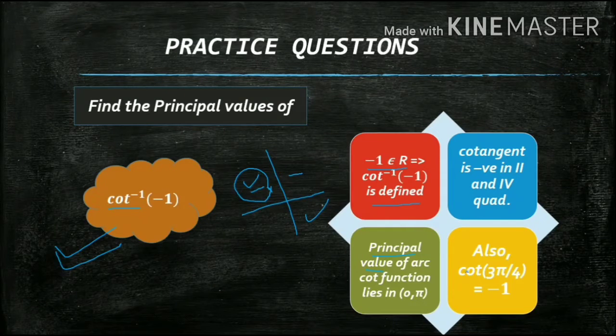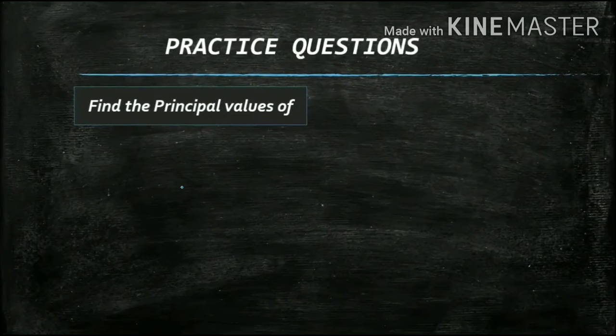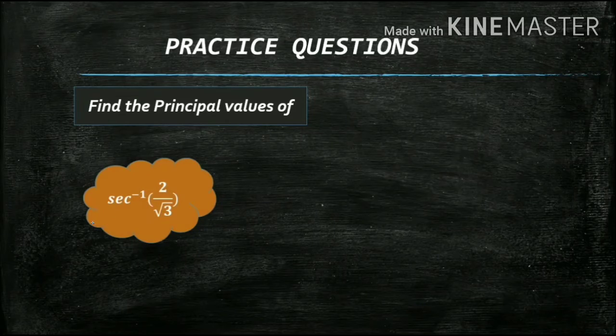Given that cot at 3 pi by 4 is minus 1, because cot at pi by 4 would be 1 in the first quadrant, 2 pi by 4 would be nothing but pi by 2, and 3 pi by 4 would be here, which is minus 1. So your answer is 3 pi by 4, which lies in the second quadrant. Done? Okay, let's move further. Now you need to find the value of sec inverse of 2 by root 3. Do this question.